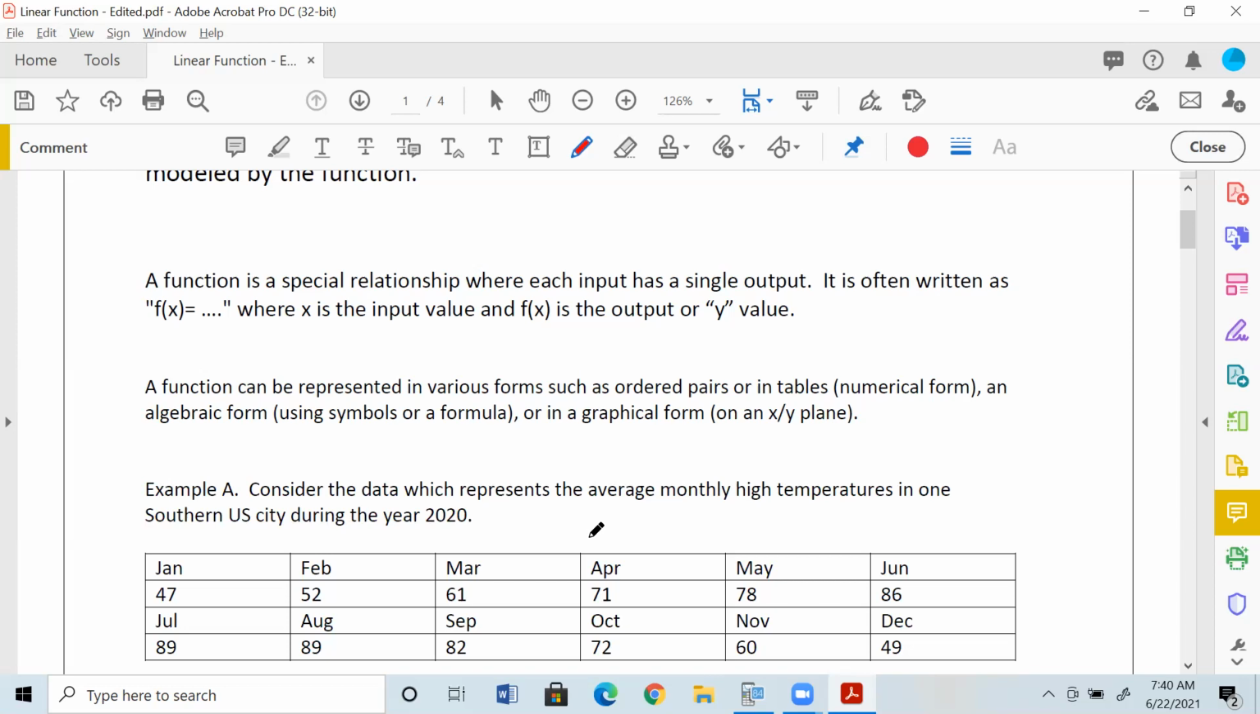Functions can be represented in various forms. They can be written as ordered pairs, in tables, as an algebraic formula using symbols, or in a graphical form such as you would see on an XY plane.